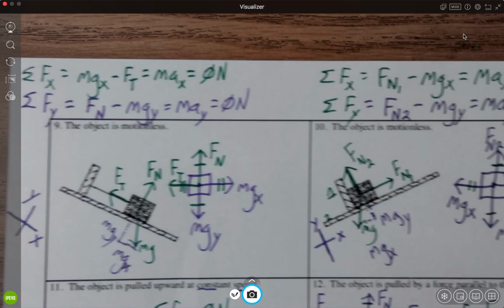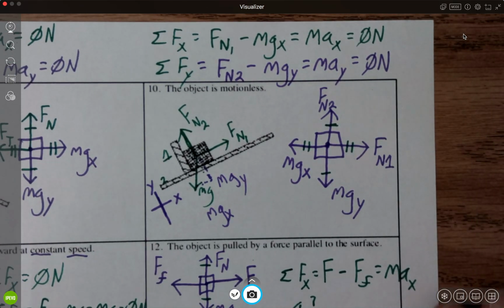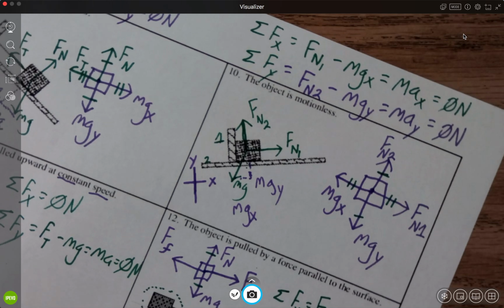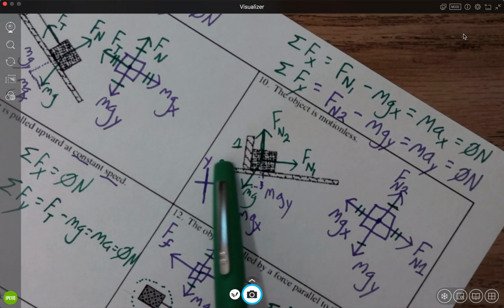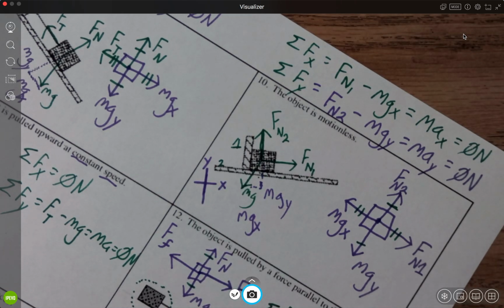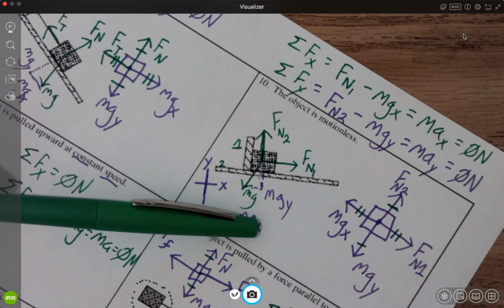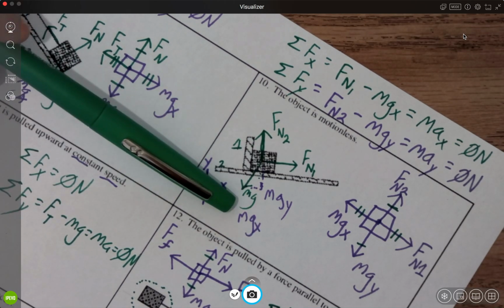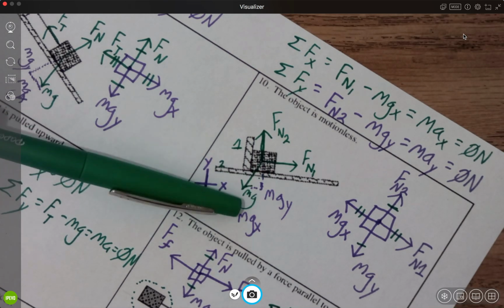We can do similar looking at number 10. When we look at number 10, I shifted the coordinate axes so that the x and y coordinate plane would lie along the plane that the object is on. So I have this mg down towards the center of the earth, but giving us an mg in the y and an mg in the x yet again.